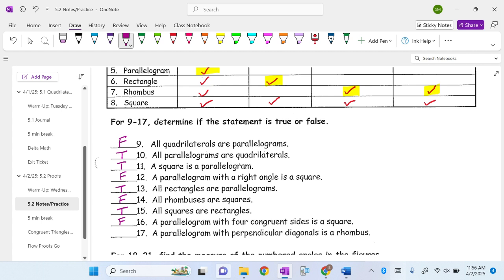And a parallelogram with perpendicular diagonals is a rhombus. Is that always true? Sure? So it is always true because what's a square considered? A rhombus. Because the only other one that has perpendicular diagonals is a square, and technically all squares are rhombuses. All right, any questions on those?